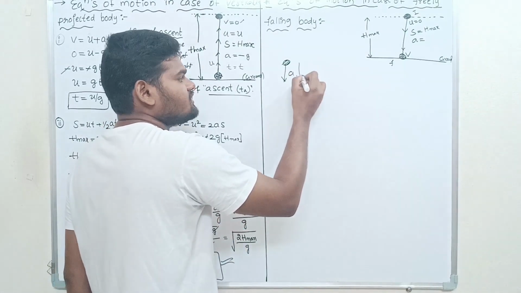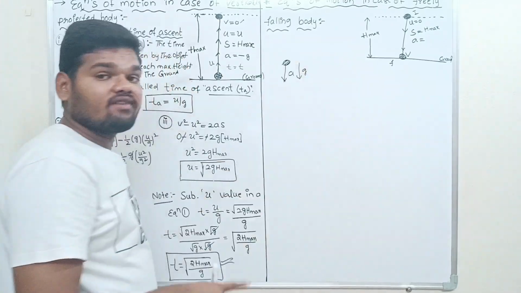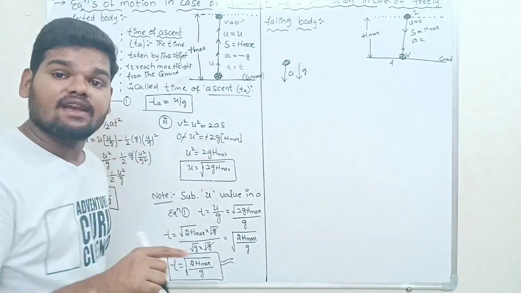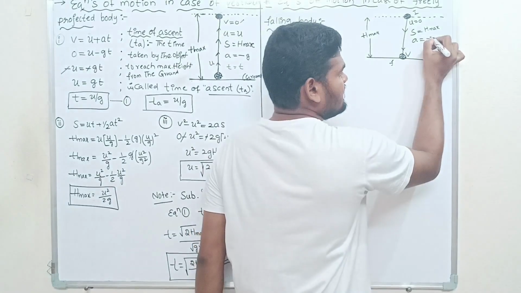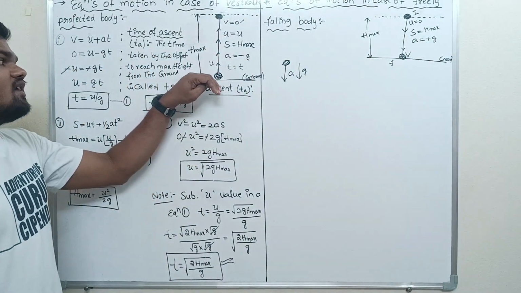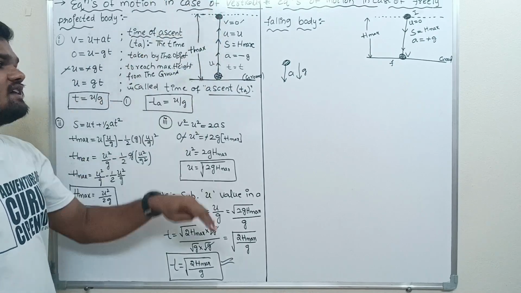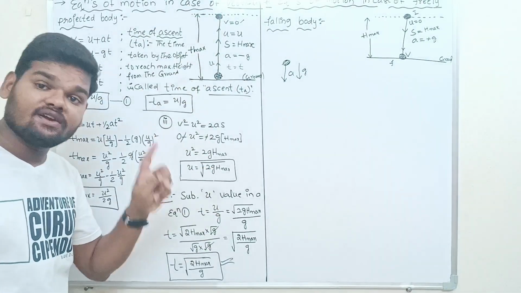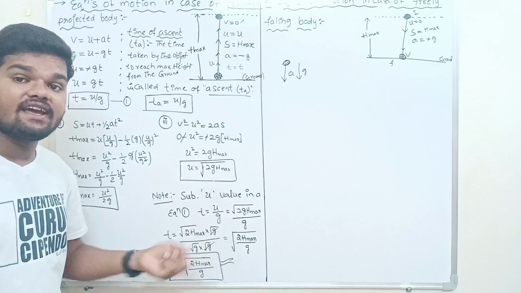Also, the acceleration due to gravity acts in a downward direction. If both are in the same direction, then we can take a is equal to plus g. Here the acceleration of the object is in the upward direction and the acceleration due to gravity is in the downward direction. Both are in opposite directions.